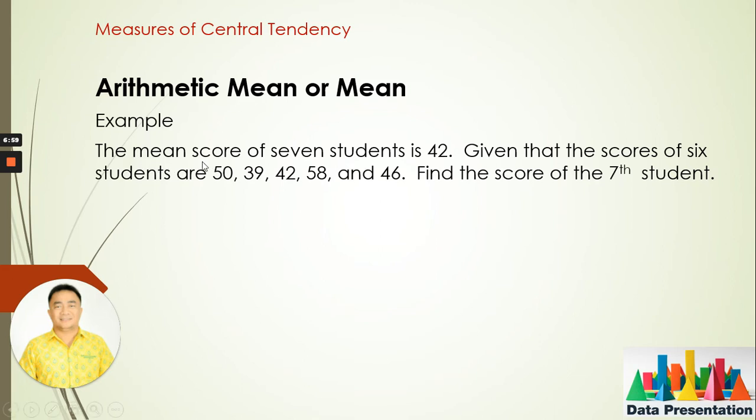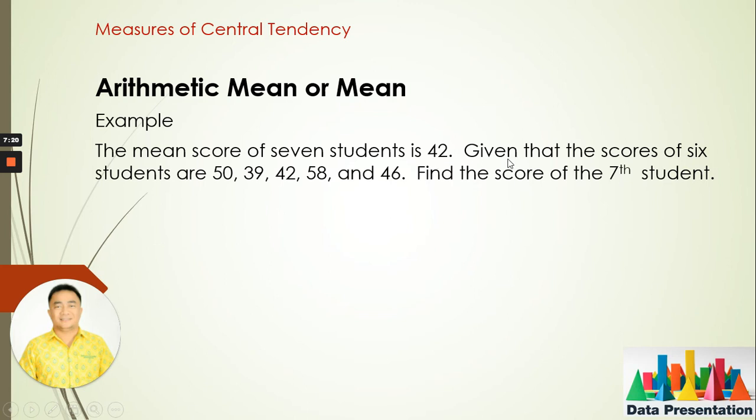Sentence number 1 says the mean score of 7 students is 42. So the mean is given already. And there are 7 students, or this is the number of data. The total number of data is 7. And the mean, or the arithmetic mean, is 42.